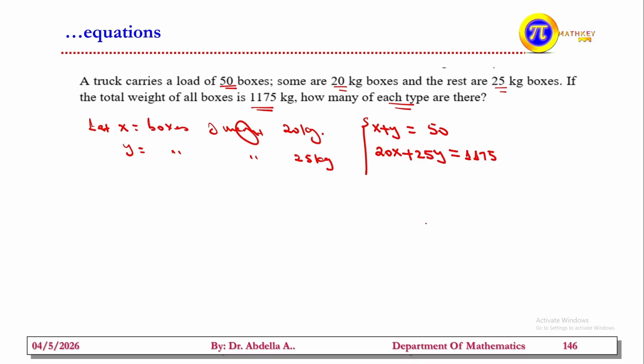Solve this using cancellation method or substitution method or Cramer's rule or whatever you want. You can solve it. This is equivalent with x plus y is equals to 50.